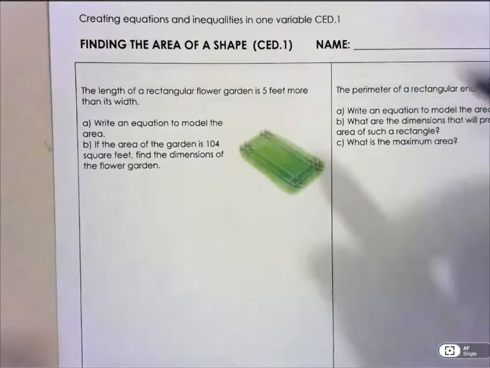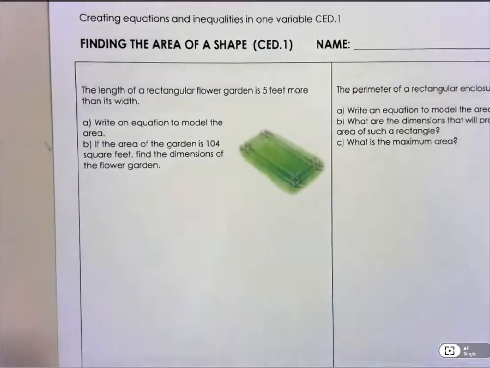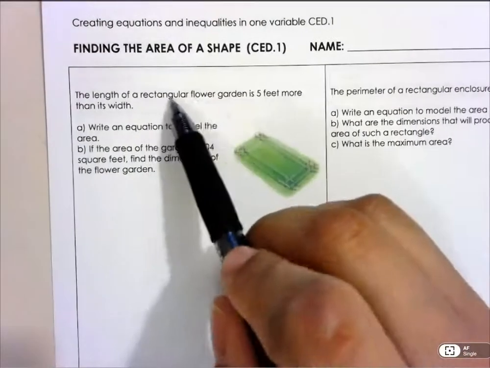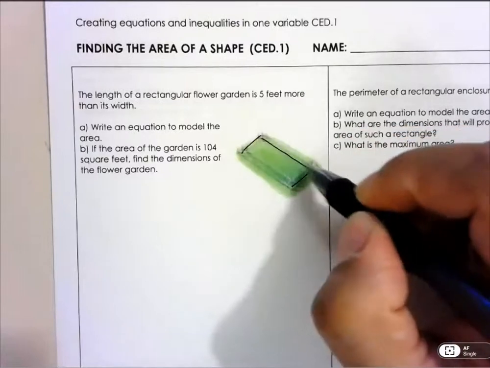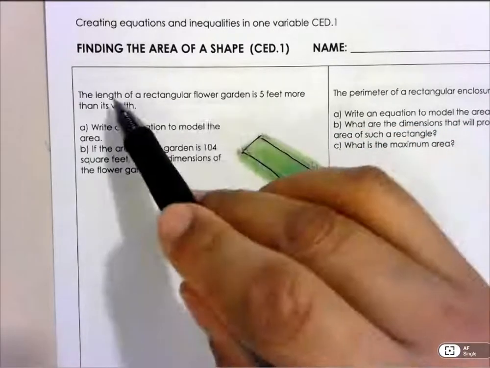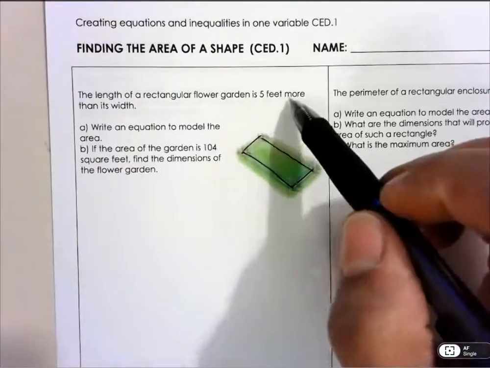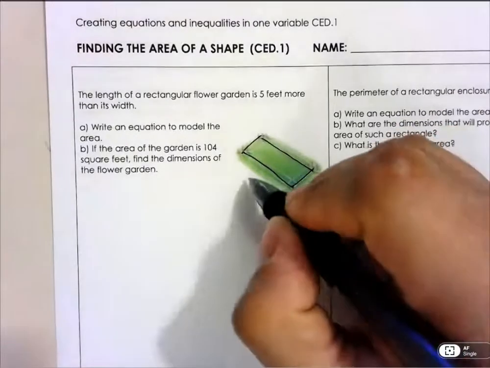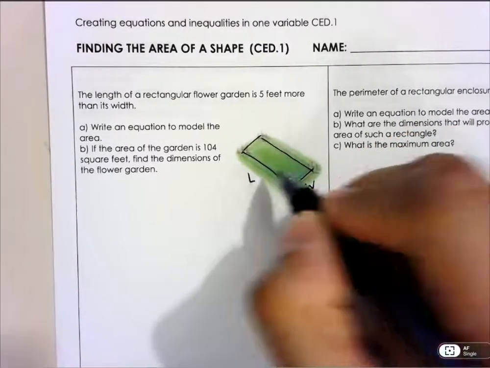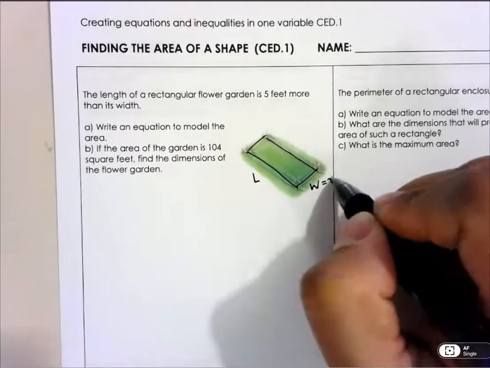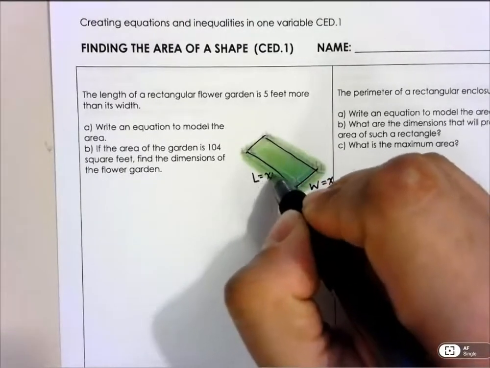In this video, we're going to be creating equations, and the example that we're going to be looking at is finding the area of a shape. And our shape is a rectangular flower garden. The length of the garden is 5 feet more than the width. So if this is the length and this is the width, we say the width is x, the length is x plus 5.